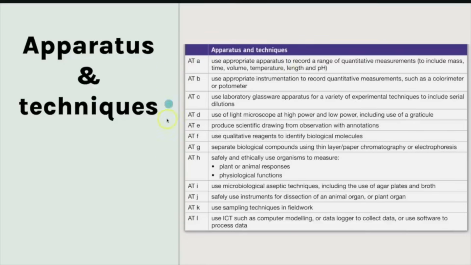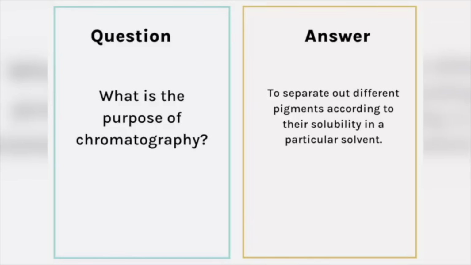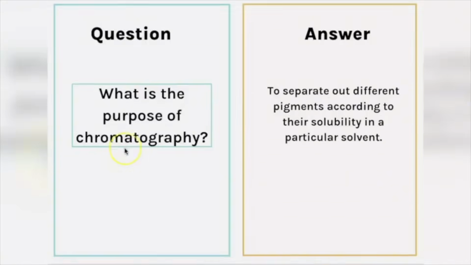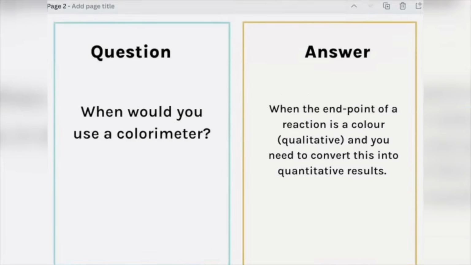What I'd suggest first of all is you could create a set of flashcards to address this table. So it says here, for example, the top one, you need to know the appropriate apparatus to record any of those measurements. So you could have on one side of your flashcard, how do you measure temperature? On the other side, thermometer. And then you do that for all of the others in the list. Or you could do it for some of the techniques. So for example, you could have a flashcard to say, when would you use chromatography? And then you'd have your answer on the other side. Or it could be, why would you use a colorimeter? And again, give your answer on the other side.